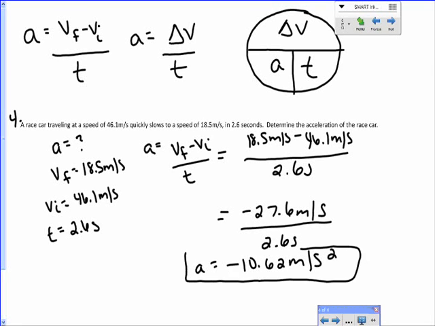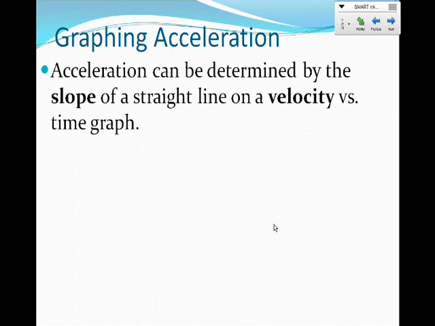And now, since it's a negative acceleration, that means we should have been slowing down in our problem, and if you'll look up, you'll notice that we did slow down in our problem. So this should be correct. Now, let's go ahead and move on to our next page of notes so that we can finish up Chapter 11. Now let's talk about graphing acceleration.